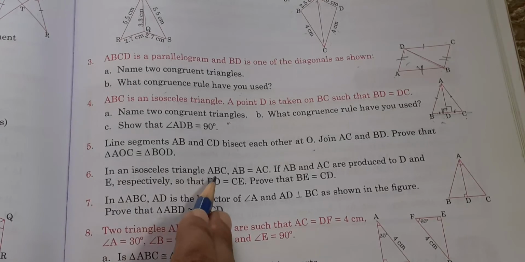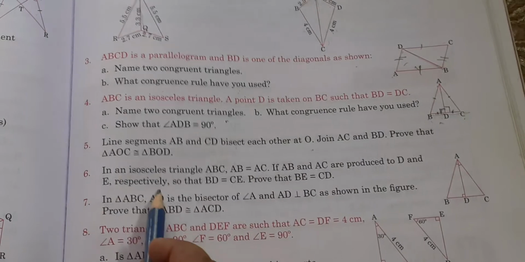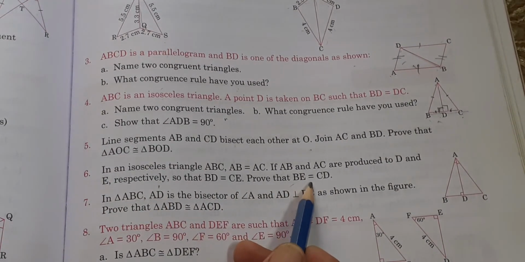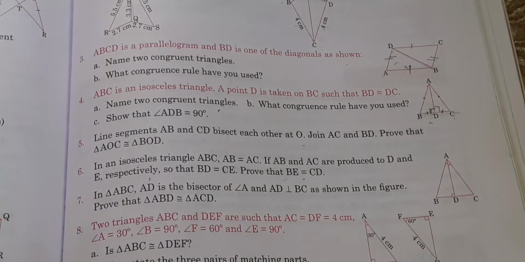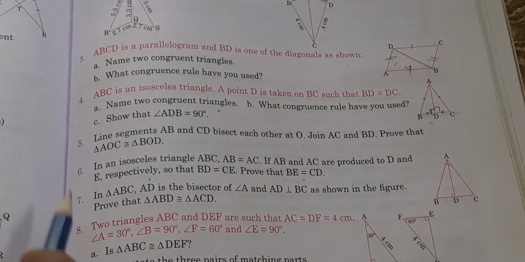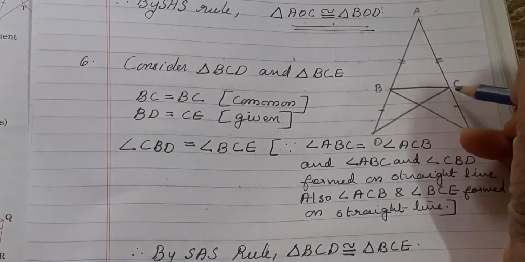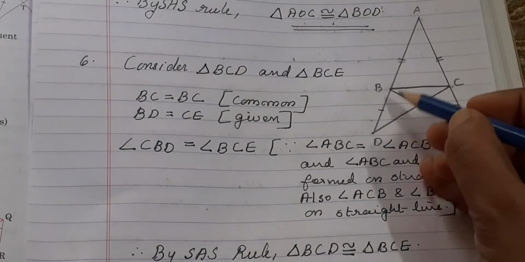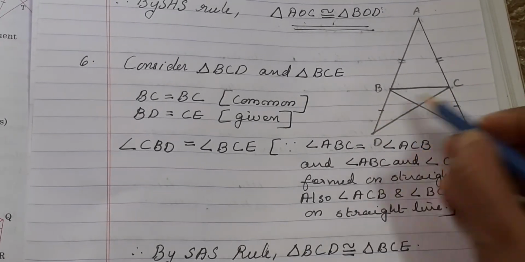In an isosceles triangle ABC, AB is equal to AC. If AB and AC are produced to D and E respectively, so that BD is equal to CE, prove that BE is equal to CD. It is given that it is an isosceles triangle, and AB and AC are produced to D and E respectively. So first we have to draw the figure. Isosceles triangle ABC, so these two sides will be equal. Then B is produced to D and C is produced to E in such a way that BD is equal to CE.